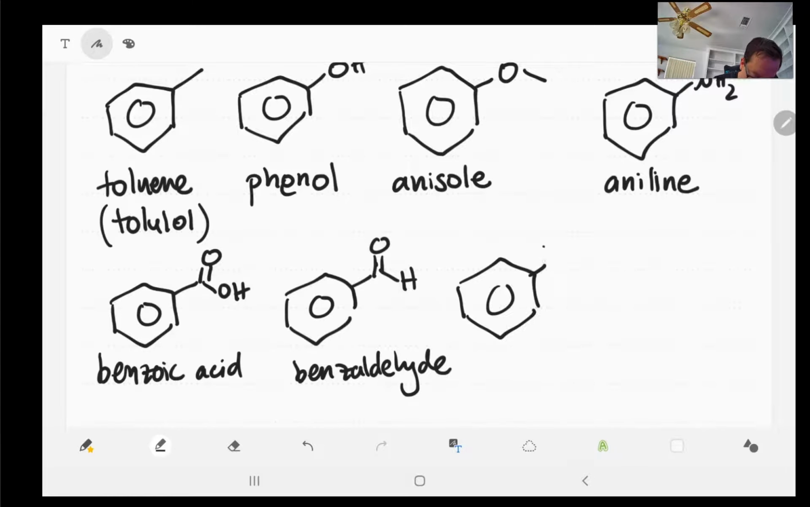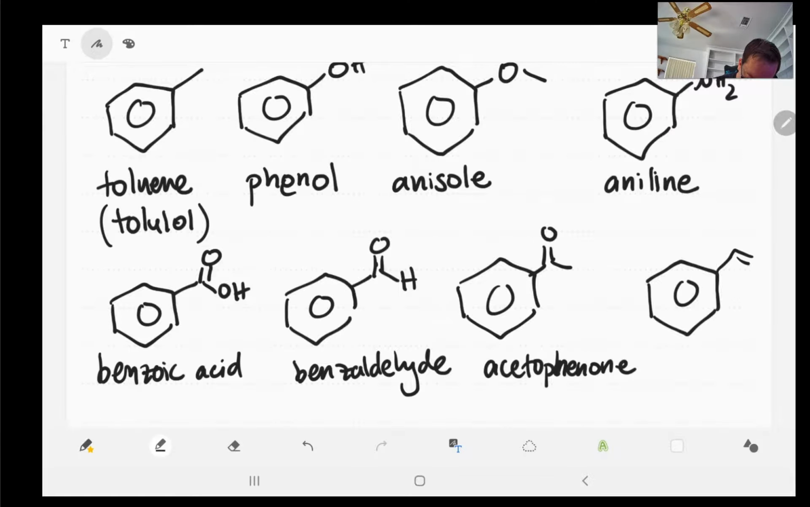If we have the ketone, that is acetophenone. And then our last one is the double bond, kind of the exit, or just last little double bond there, that's called styrene. So we have 8 parent names that we're going to need to memorize for various benzenes, aromatics. All of these, you'll follow your normal kind of naming rules, right?